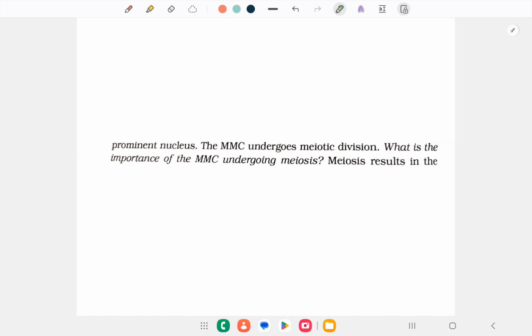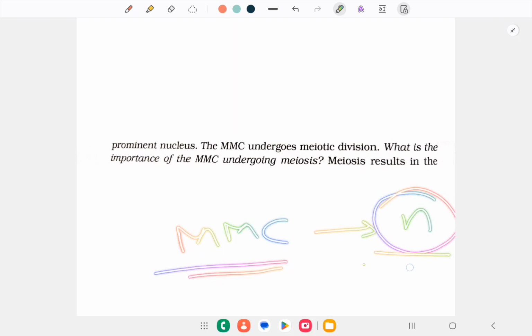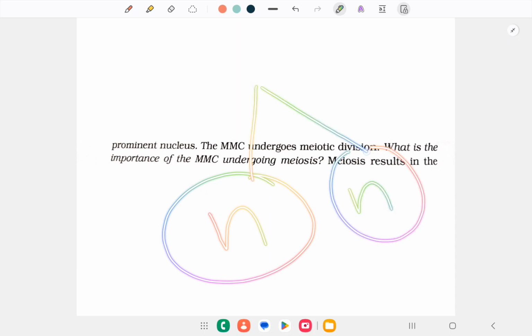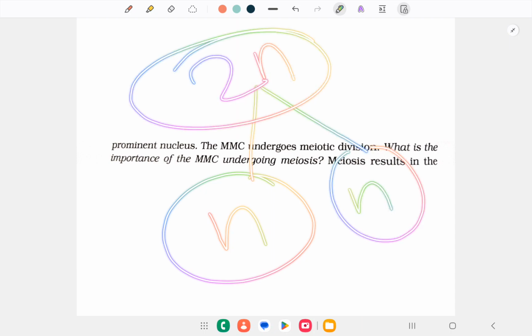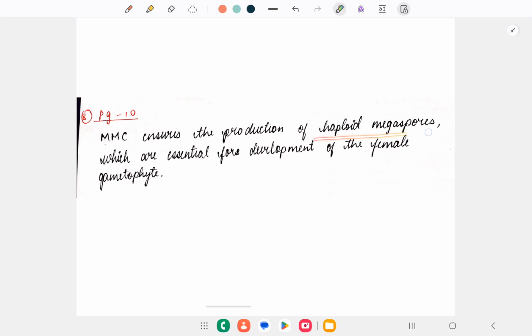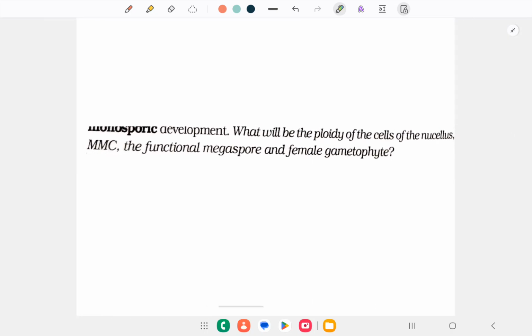What is the importance of MMC undergoing meiosis? MMC will undergo meiosis to produce haploid megaspores, that is n, because whenever we want to speak about the gametes either in the human body or in plants, we need n, because when two n fuse we will get a proper 2n, which is the chromosome number an ideal cell should have. So the MMC undergoing meiosis ensures the haploid megaspores, which are essential for the development of the female gametophyte. Moving on to the next question.